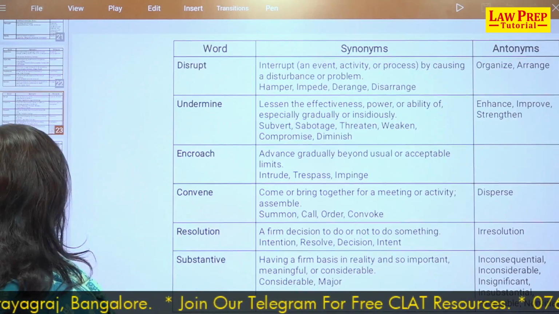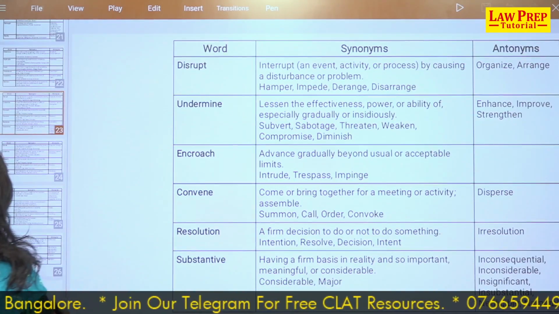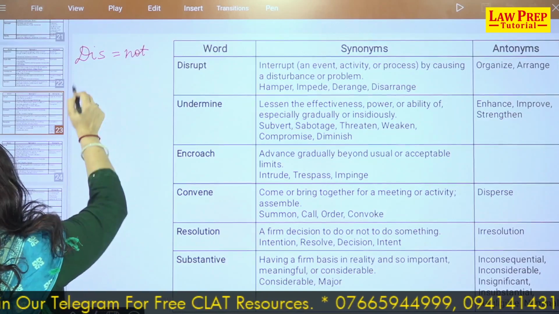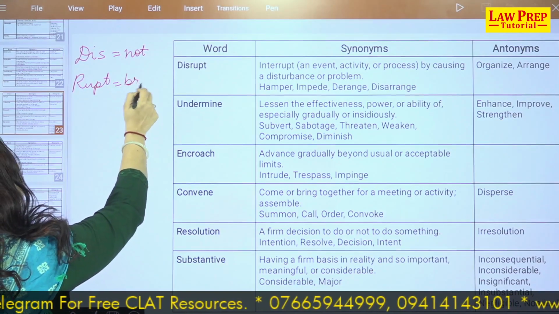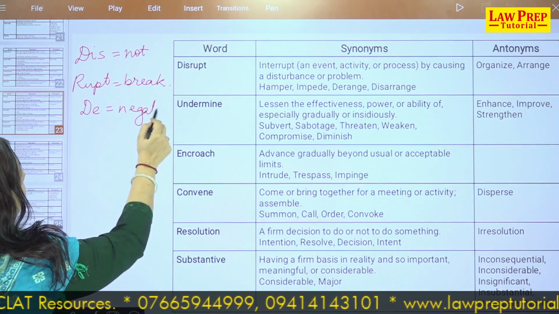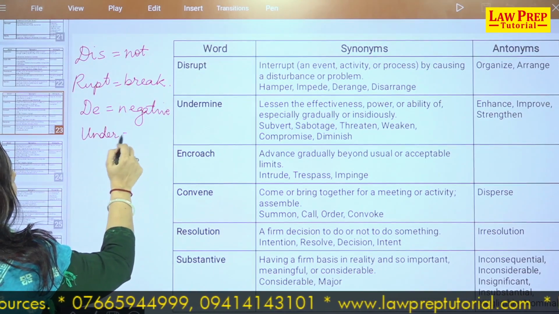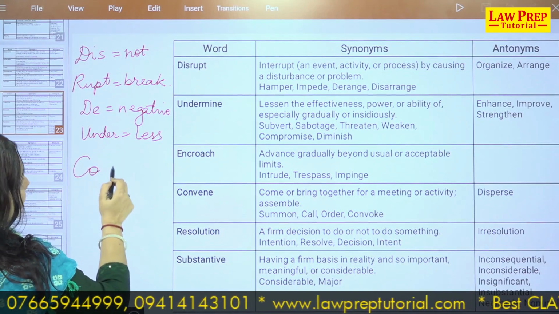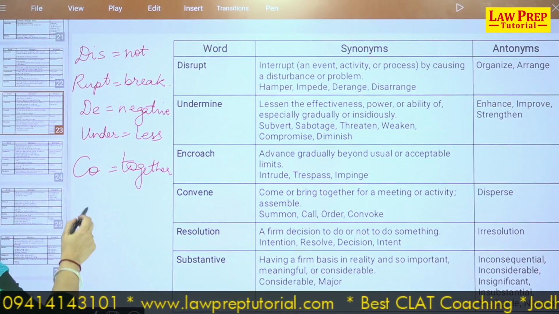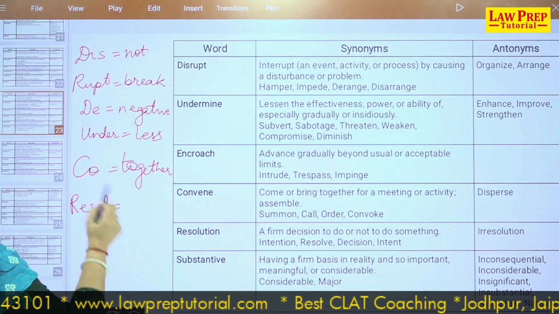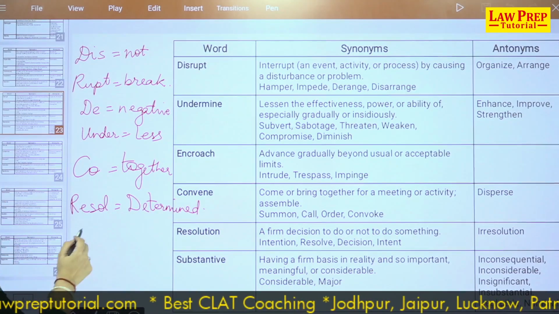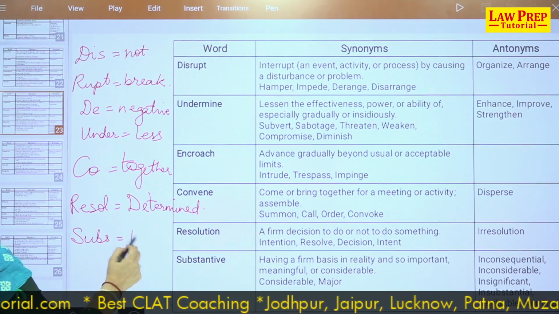The next word that we have for today, that is disrupt. Please note the roots that we have for today. The root dis is not, rupt is break, right? D is negative, under is less, co is together, and resolve is determined. Subs is important.